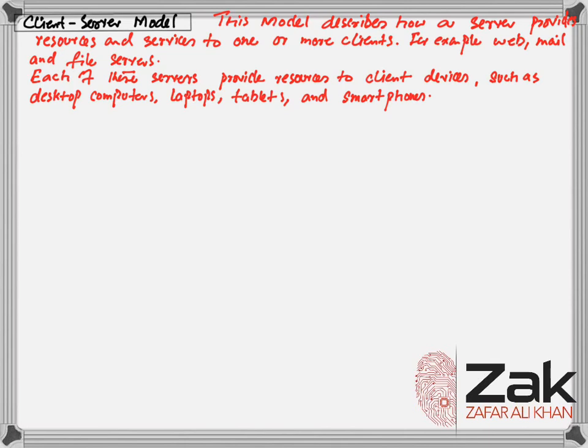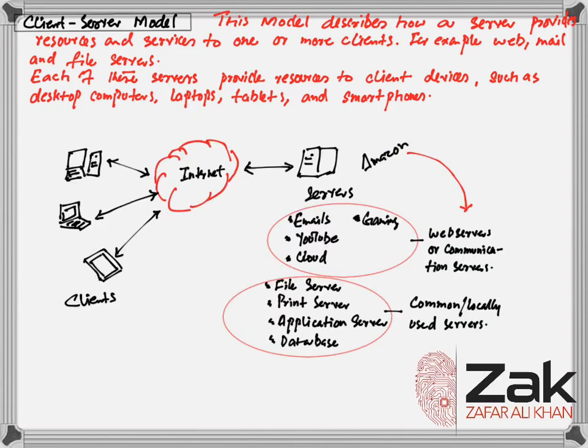Each of these servers provides resources to clients' devices such as desktop computers, laptops, tablets, and smartphones. So let's say these all are the clients. Sometimes desktops, sometimes cell phones or laptops, and sometimes tabs. They all make use of the internet to reach out to the servers.